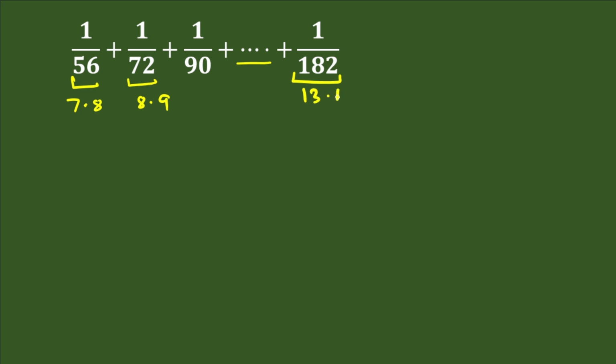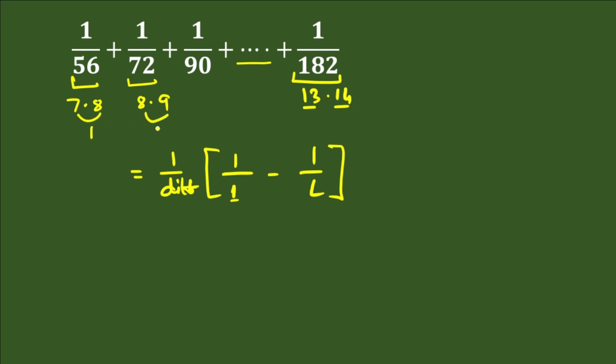13 and 14. The multiplication of 13 and 14 is 182. So now for solving this, the solution will be 1 divided by difference, and we write multiplication of the first term, 1 divided by first term minus 1 divided by last term. So the difference here is 1. So we can write 1 divided by the difference, which is 1.